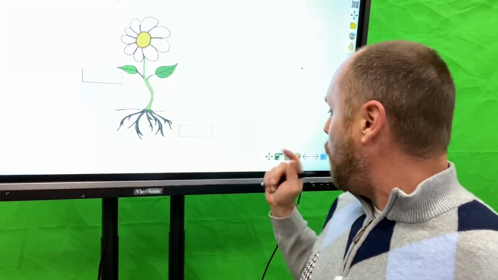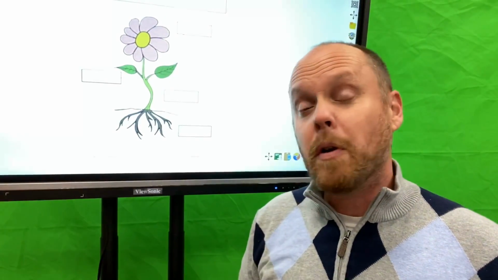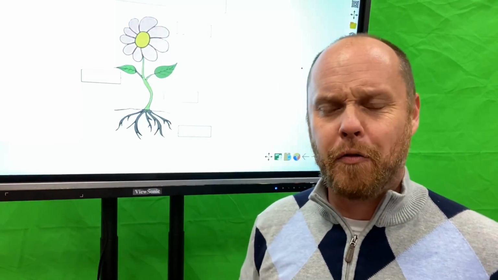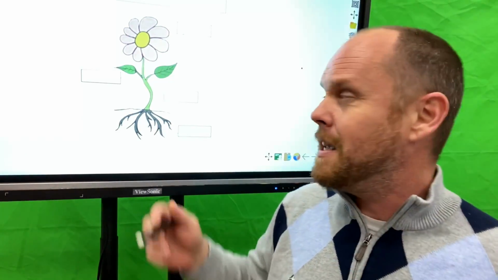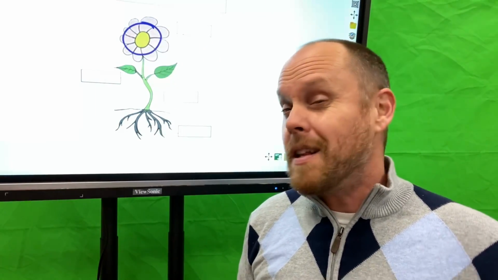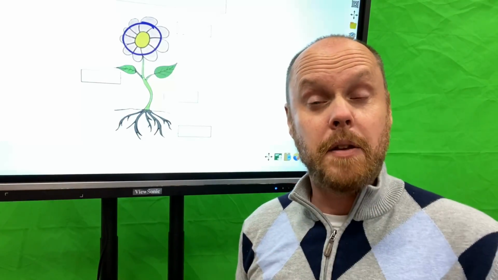Now, one part of the flower that I want to talk about today, well, it's where all plants start from, and that is the seeds. And the seeds on this plant can be found right there. So let's talk a little bit more about seeds.